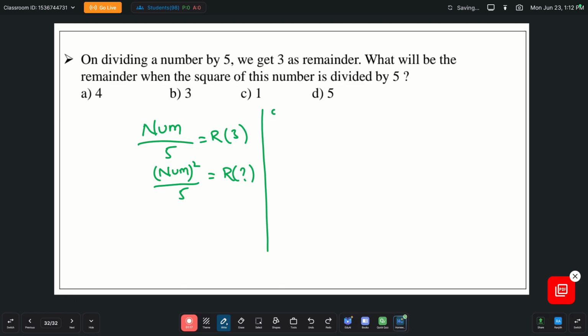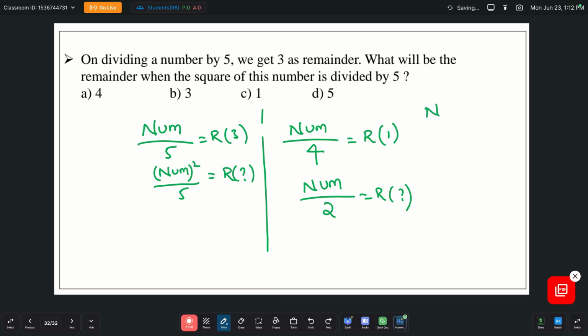So just look here. We are taking a basic example. When we divide some number by 4, the remainder will be 1. And the same number divided by 2, what will be the remainder? Initially the number is divided by 4, remainder is 1, and the same number divided by 2, the remainder will be what?